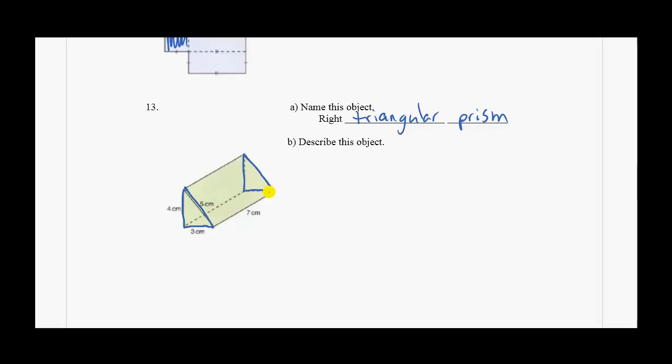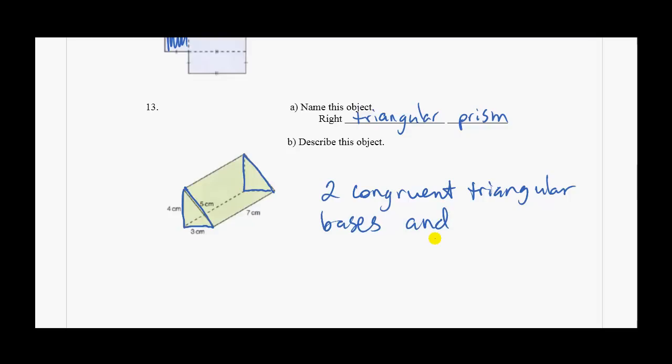Right triangular prism. Describe this object. When describing the object, we describe each face. There are two congruent, meaning same or equal, triangular bases. And we have three rectangular faces.